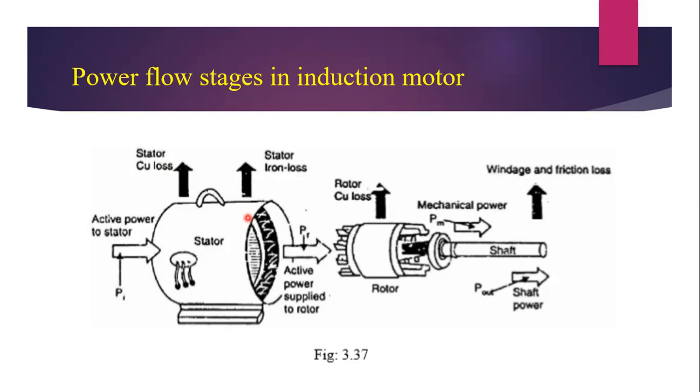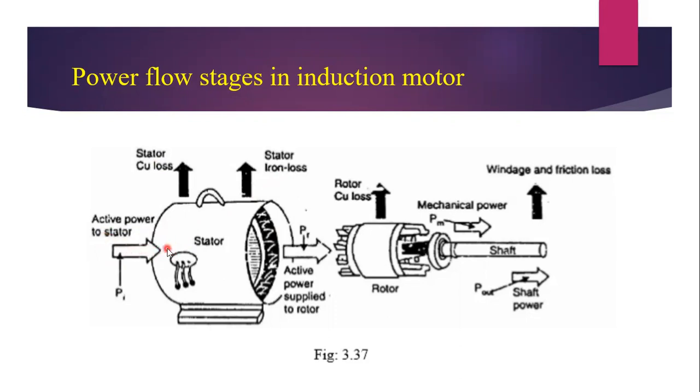The transformer primary winding is considered like the stator of an induction motor. This stator has a winding and also an iron core, so some amount of loss takes place. That is called the stator copper losses and the stator iron losses. The input power is nothing but the active power to the stator, PI.